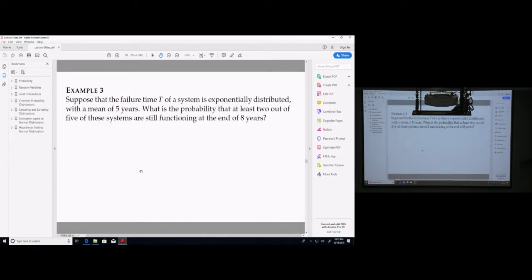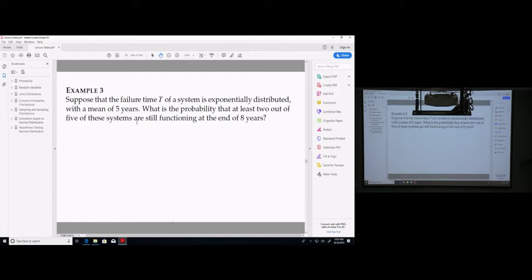Suppose that the failure time t of a system is exponentially distributed with a mean of 5 years. So everything is measured in years now, all right? So what is the probability that at least 2 out of 5 of these systems are still functioning at the end of 8 years? Now this is a very important example because it actually embeds 2 distributions in the problem.